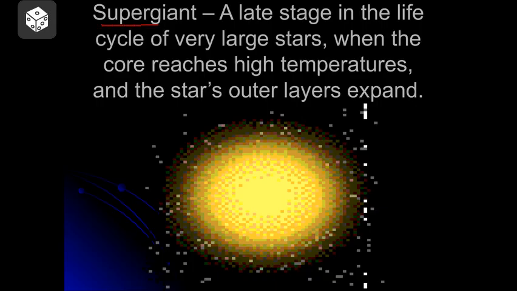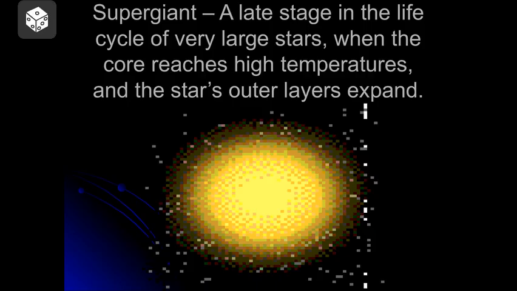They will become supergiants. Late stage in the life cycle of large stars, when the core reaches high temperatures and the star's outer layers expand. So stars like Betelgeuse and Antares, those are supergiant stars because they've swollen up to enormous sizes. Betelgeuse, if we were to plop it down in the middle of our solar system, its edges would actually go out to about the orbit of Jupiter. So it's a huge, huge star compared to a lot of other stars that are out there.